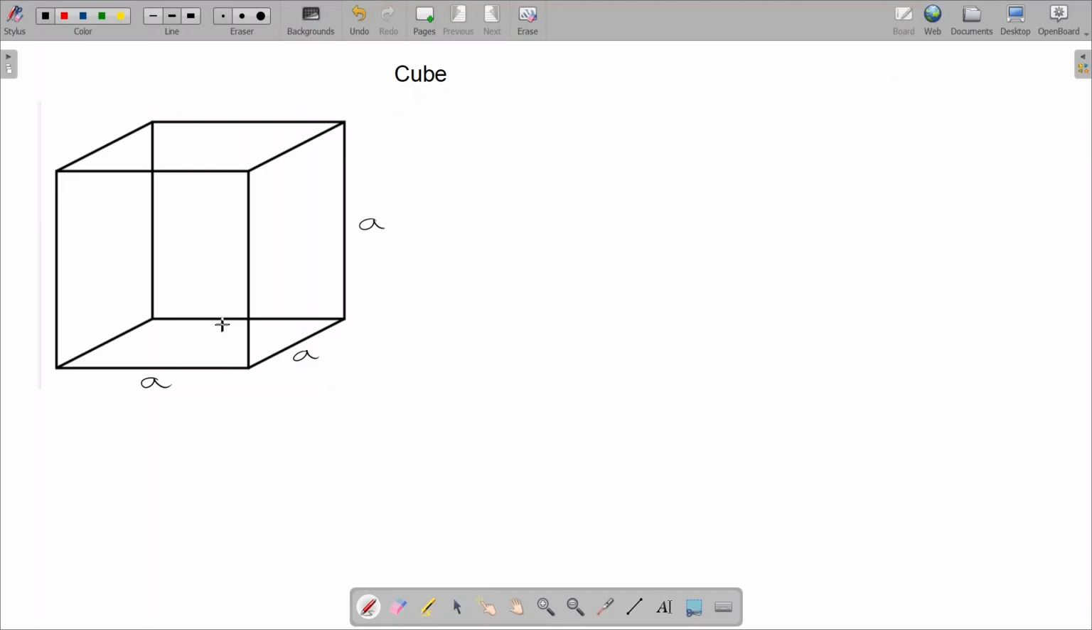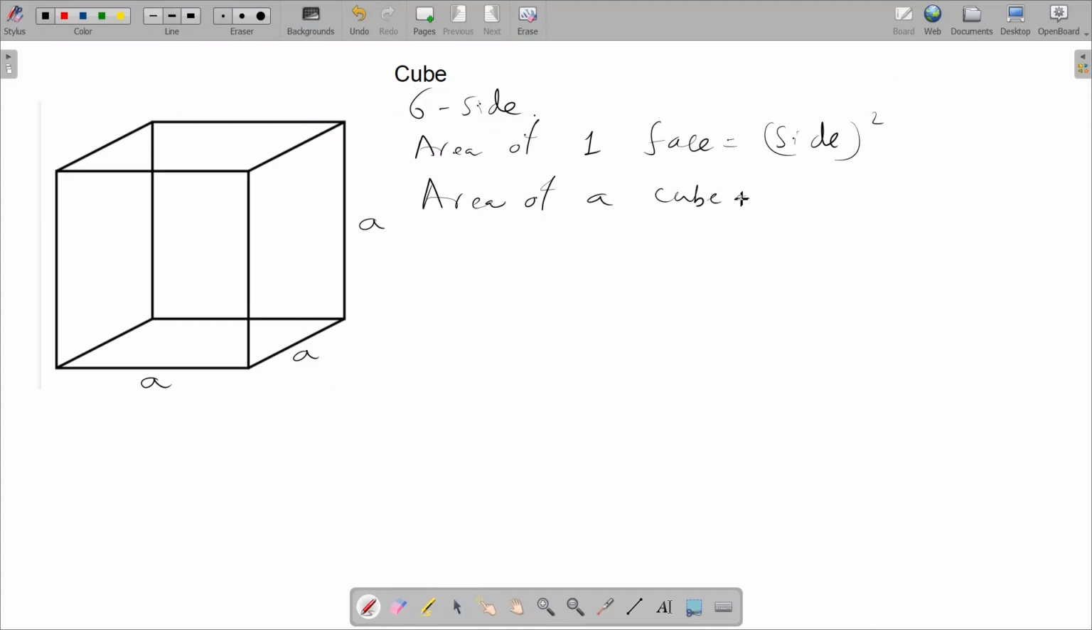If I take one side, it is a square. So the area of a square is side square, done. The cube has 6 sides, and the area of one face is side square because it is an extension of a square. So we'll have the area of a cube will be 6 times side square, because there are 6 sides in a cube and the area of one side is side square. So the area of a cube will be 6 into side square.